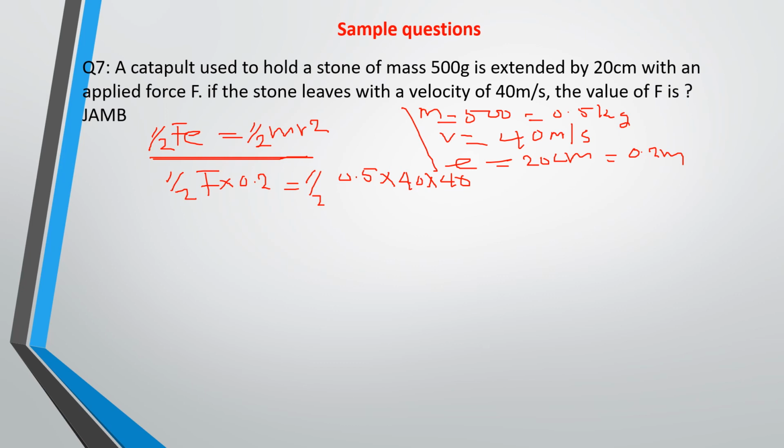Okay, so this will give you, so this half can cancel this, so you have 0.2 F, force, is equals to, when you multiply all this out, multiply all this out so that your answer will come out readily.